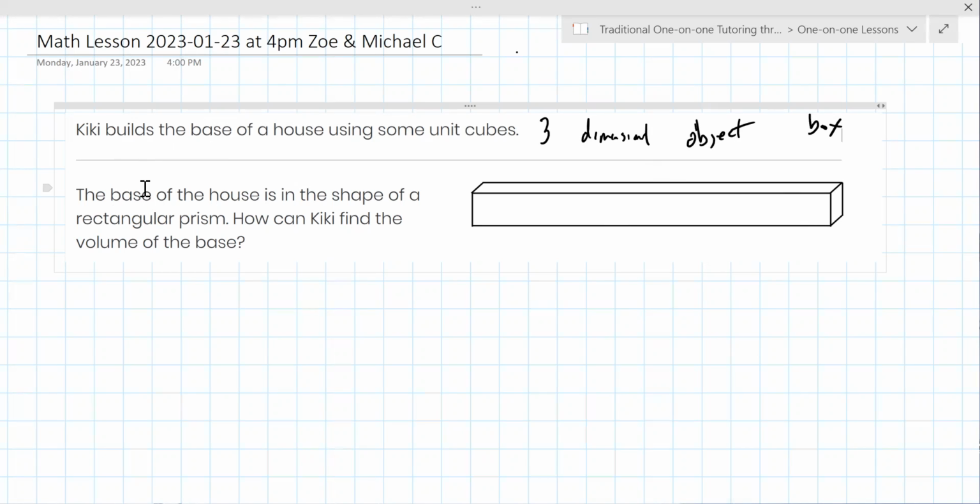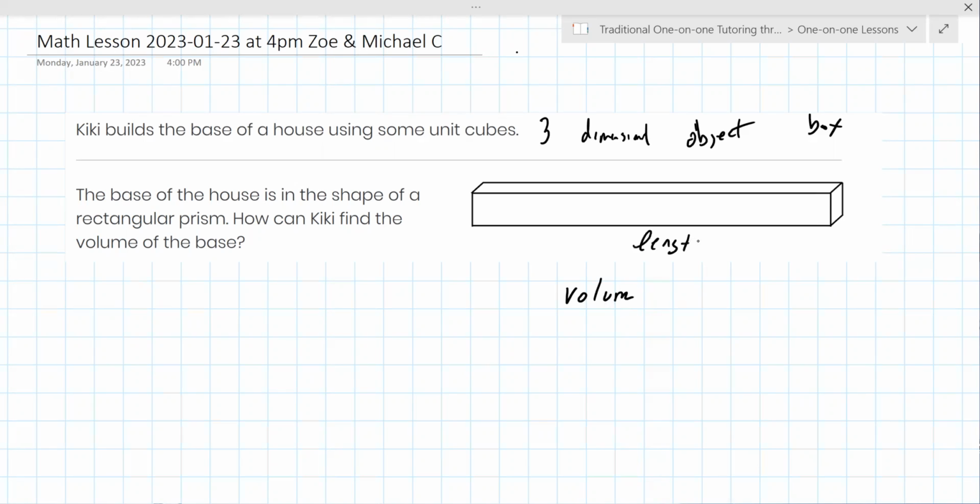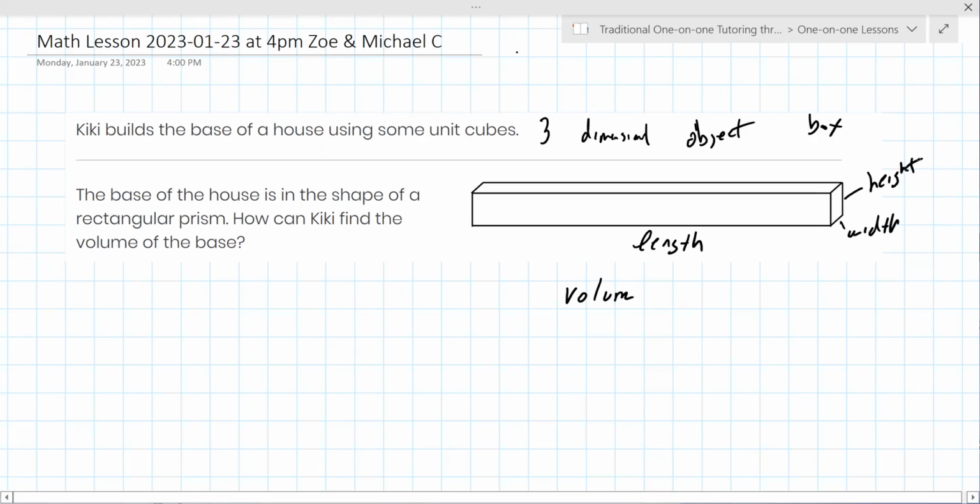Okay, so it says the base of the house is in the shape of a rectangular prism. How can Kiki find the volume of the base? So the volume of this thing is length times width times height. Length times width times height. Is that okay? Have you seen that?